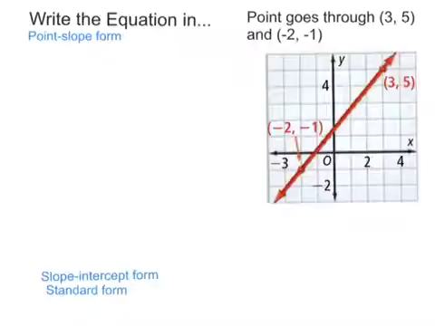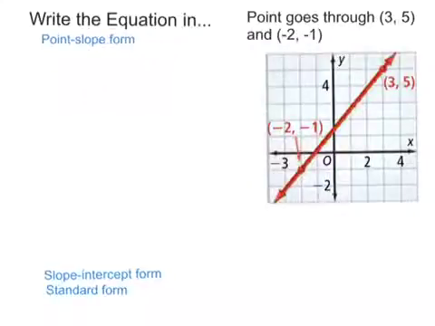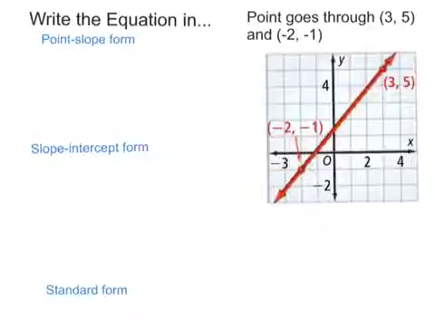Okay, so here we need to write the equation of a line that goes through points (3, 5) and (-2, -1). And we can look at a picture as well, but we could do all of this without the picture. To do this, probably the easiest way is to write the equation first in point-slope form. Then, after we have it written in point-slope form, we can change it to slope-intercept form. And finally, we can change the equation to standard form.